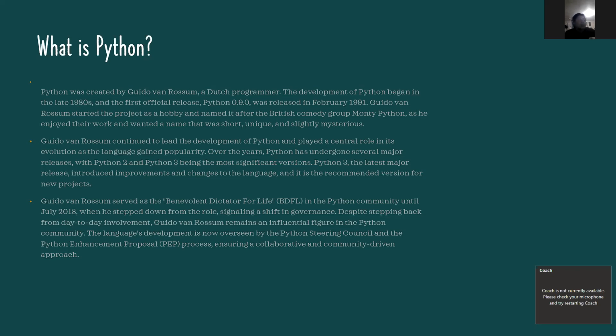Guido van Rossum continued to lead the development of Python and played a central role in its evolution as the language gained popularity. Over the years, Python has undergone several major releases, with Python 2 and Python 3 being the most significant versions. Python 3, the latest major release, introduced improvements and changes to the language, and it is the recommended version for new projects.